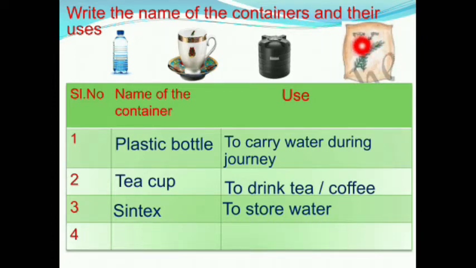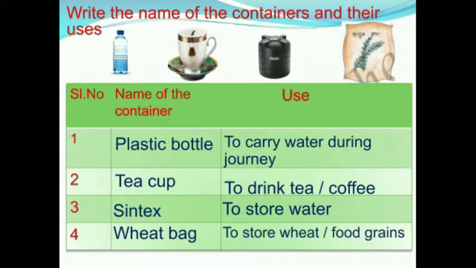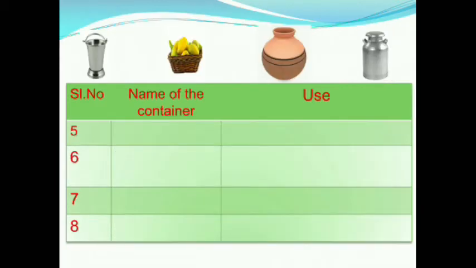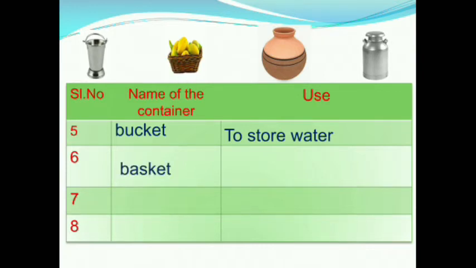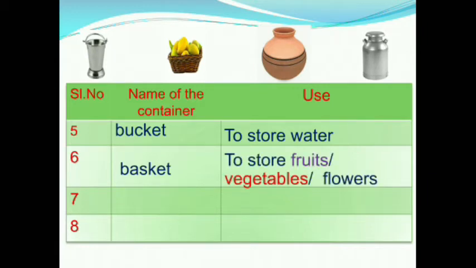Look at this picture. What is this? Yes, wheat bag. Why do we use this? Yes, to store wheat or food grains. Look at this picture. What is this? Yes, bucket. Why do we use this? To store water. Look at this picture. What is this? Yes, basket. Why do we use this? To store fruits or vegetables or flowers.